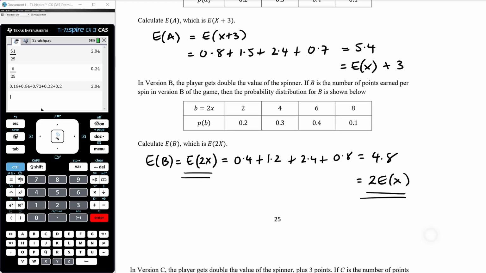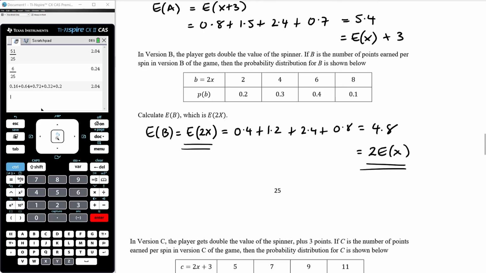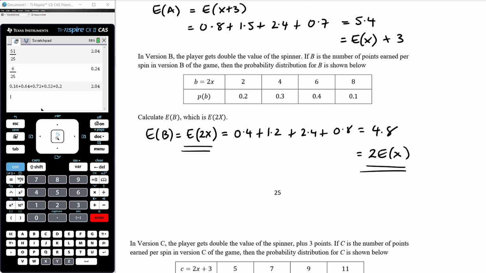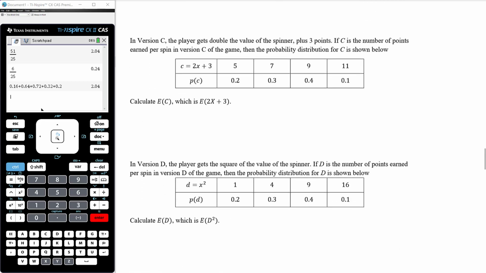Okay. So do you think we could infer from that that if it was expected value of 3x, we tripled our points? We just need to do 3 times the expected value of x? Yes. Okay, let's combine those together.